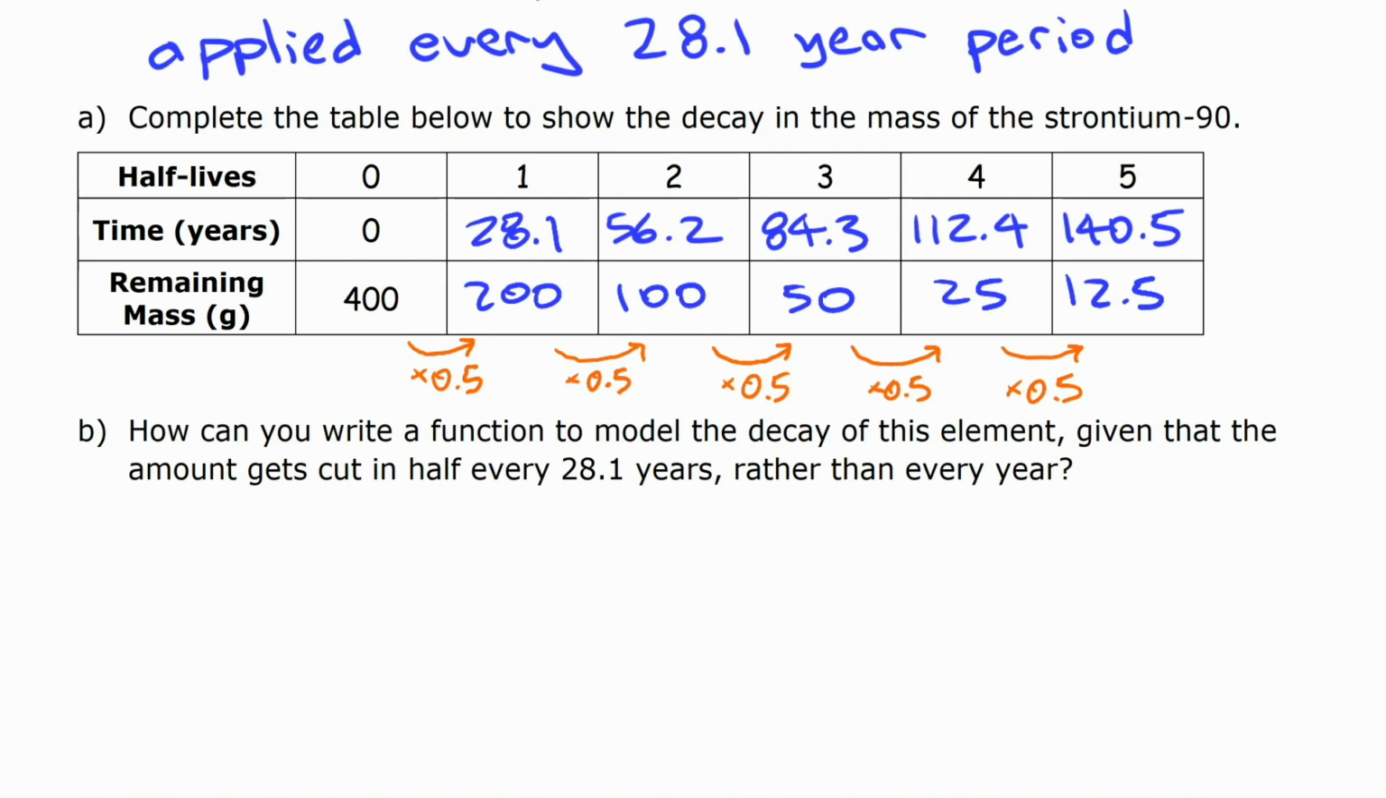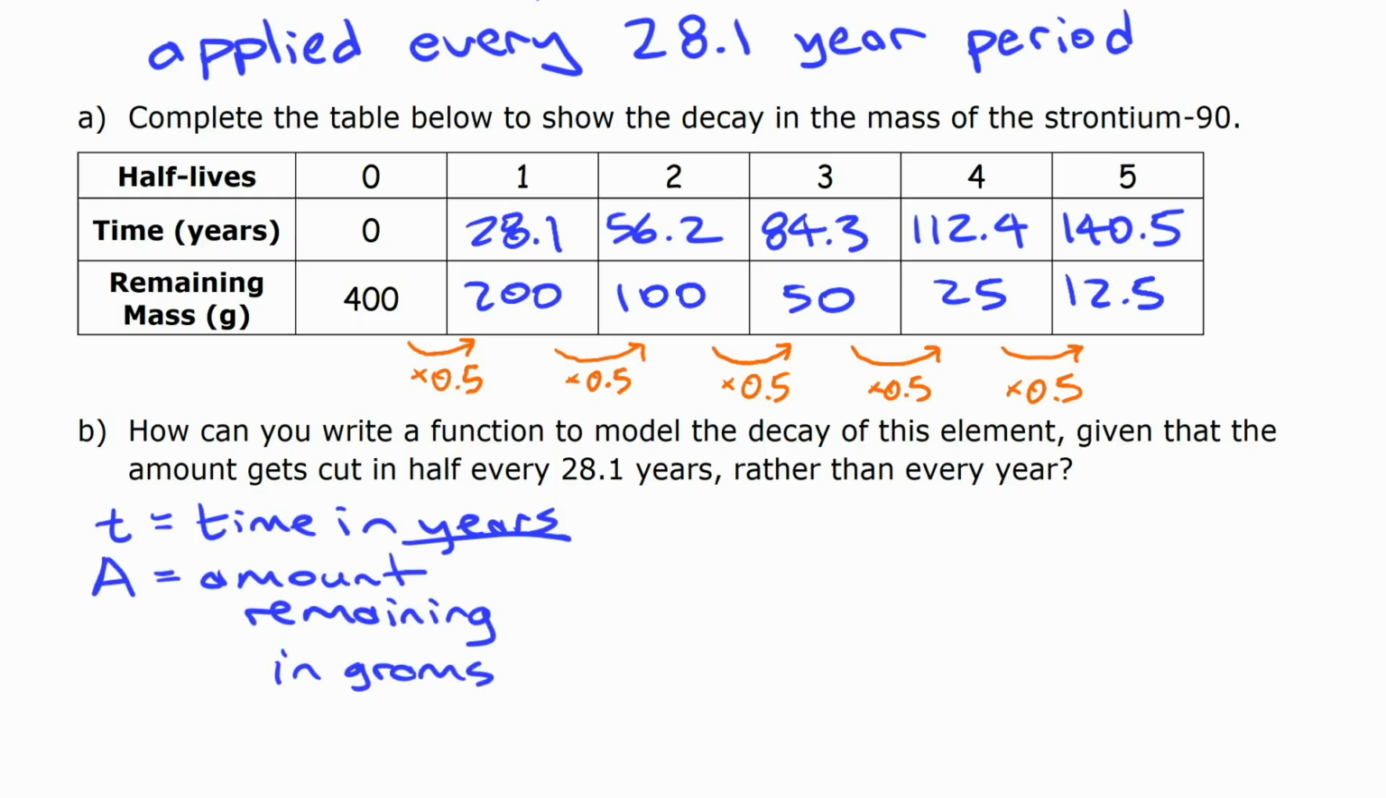Our model function is going to look very similar. I am going to use t again for the time in years. I am going to use a for the amount remaining at any point here. You can use whatever letter you want. If you like y and x, please use y and x, but it's probably good to get used to using different variables.